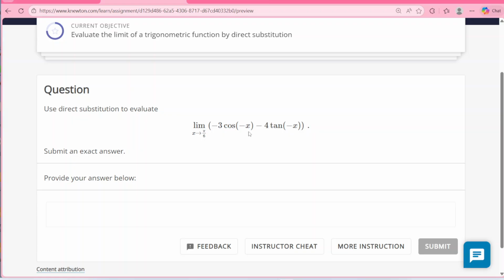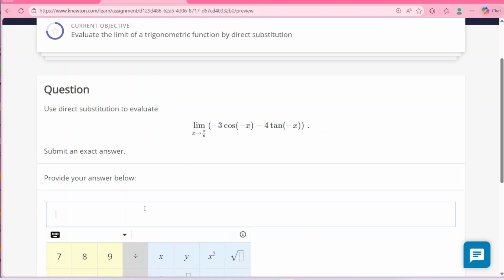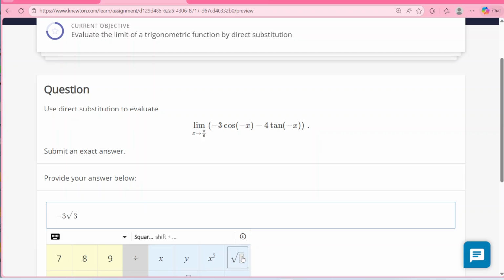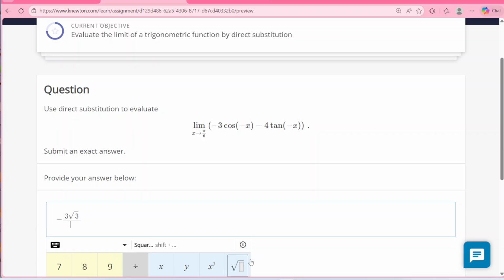And so would the cosine of negative pi over 6, where it was an even function. So this is square root of 3 over 2 times negative 3. So I'll just put that negative 3 times the square root of 3 over 2. All right, so that's for the first term.